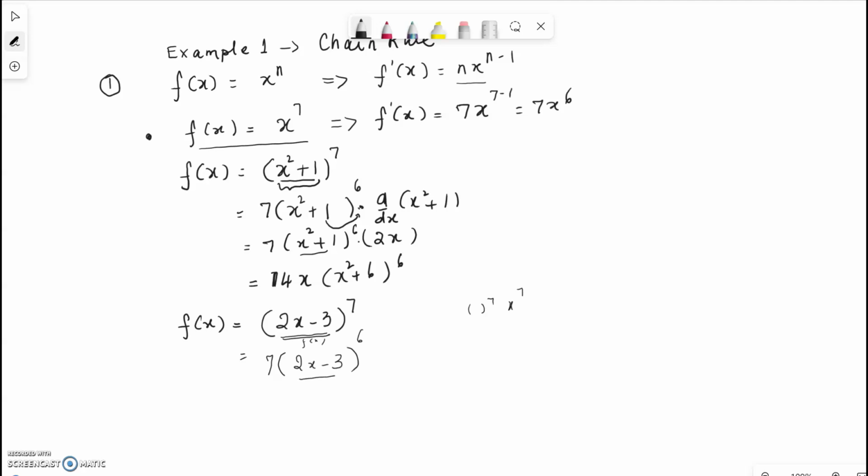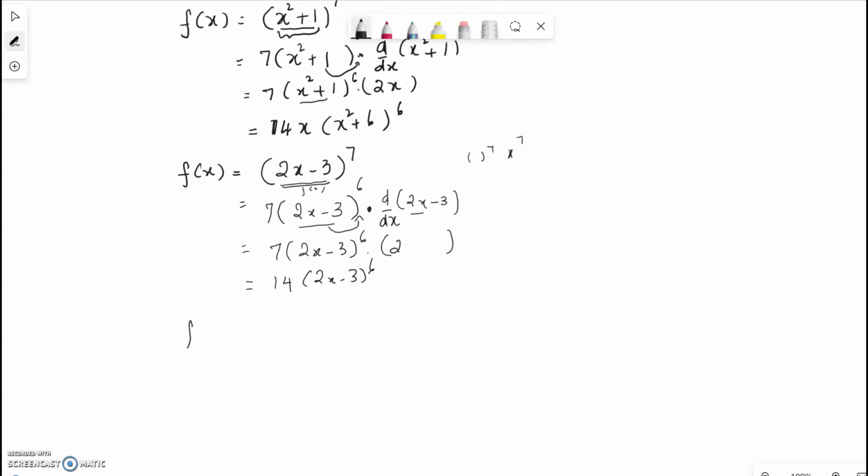Once we write this, we are reminded that we need to use the chain rule, which means we multiply by d by dx of the inner function, which is 2x minus 3. So this is 7 times (2x minus 3) to the 6th power times the derivative of 2x minus 3. The derivative of 2x is 2, and minus 3 gives 0. So that's a 2. And 7 times 2 is 14 (2x minus 3) to the 6th power.